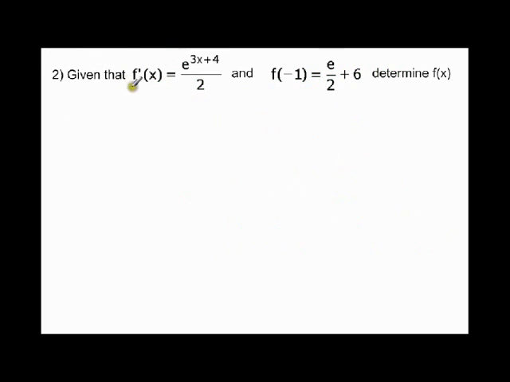So now, given that the derivative is e to the 3x plus 4 over 2, and f at -1 is e over 2 plus 6, I want to find out what the actual value of f of x is. Okay, so first, if I want to know what f of x is, I know that I'm going to have to take the integral of f prime, right? So we can start with that.